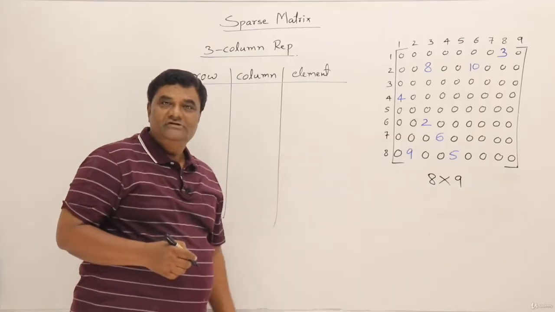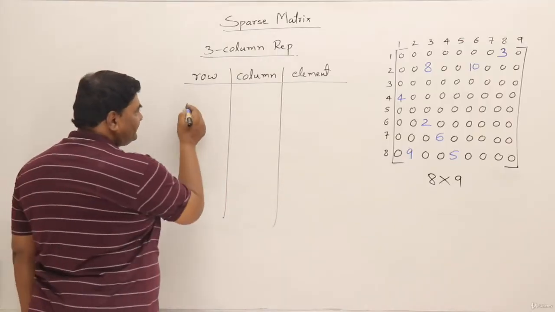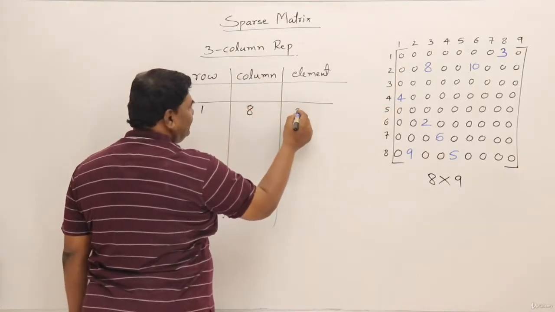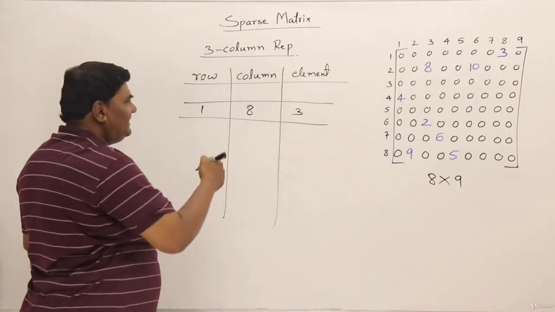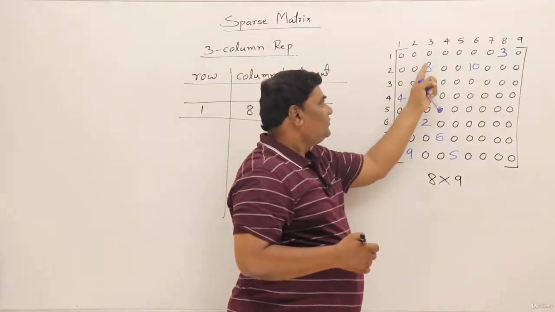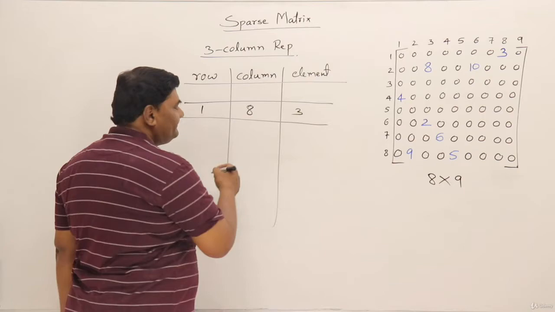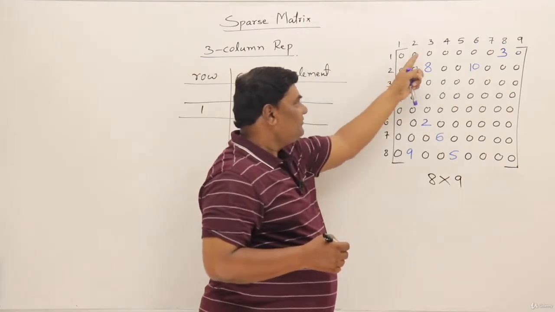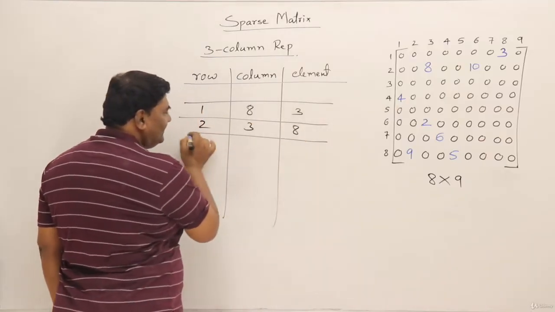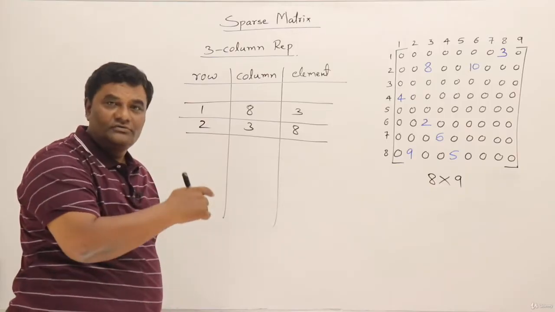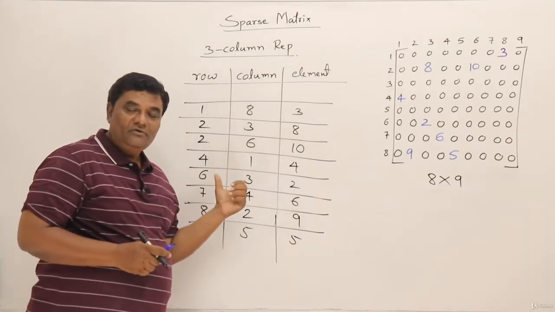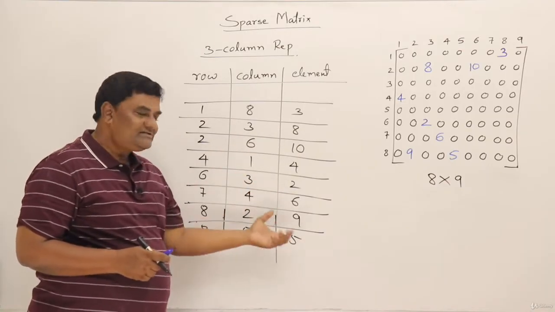Now let us represent those non-zero values in these 3 columns. First non-zero value is 1, 8 and 3. I have left the first row blank, and at the end I will show you the use of that first row. Then 2, 3 and 8, then 2, 6 and 10. Likewise, I will fill up all those non-zero elements. So here I have filled 3 columns with the row number, column number of each element and the element itself.